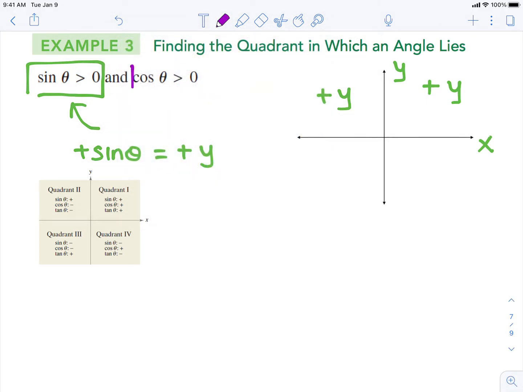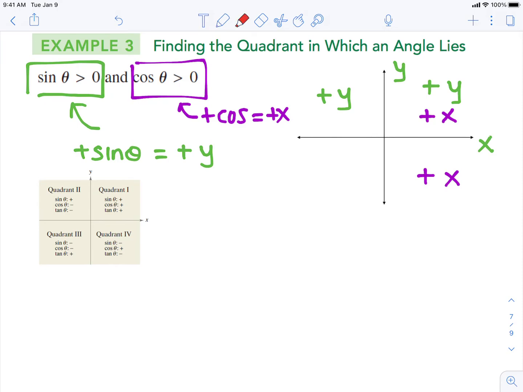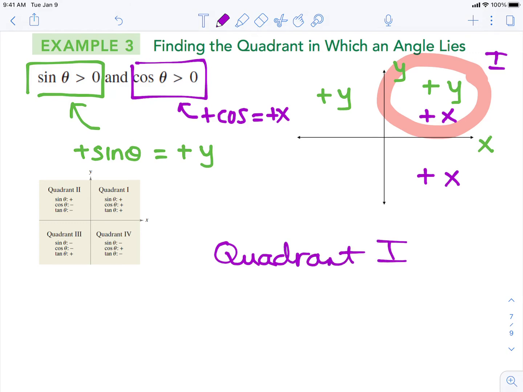All right, the second piece says that the cosine is greater than 0. So this means it's a positive cosine or a positive x value. So which quadrants do you have a positive x? In quadrant 1 and quadrant 4. So we're looking to see which happens to be both of them, which is this quadrant here, quadrant 1. So which quadrant does this fall in? It falls in quadrant 1. So you might have an angle that looks like this. Somewhere in here, this angle will fall.